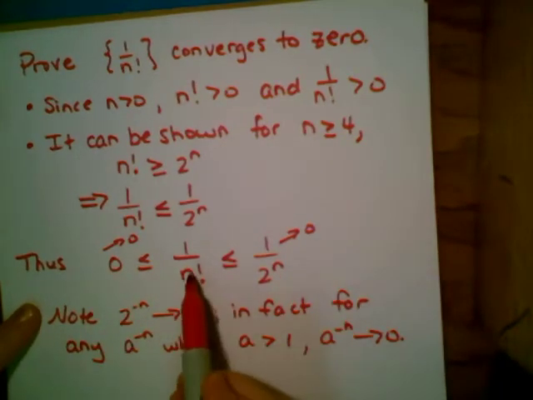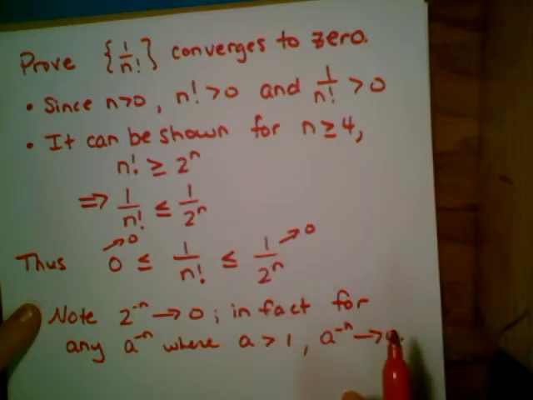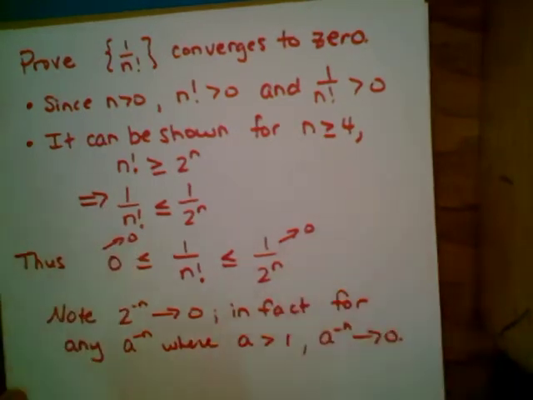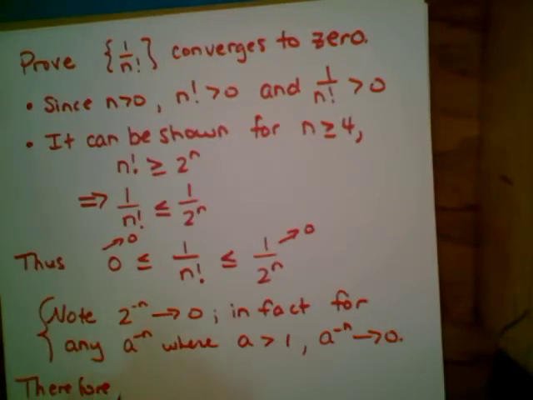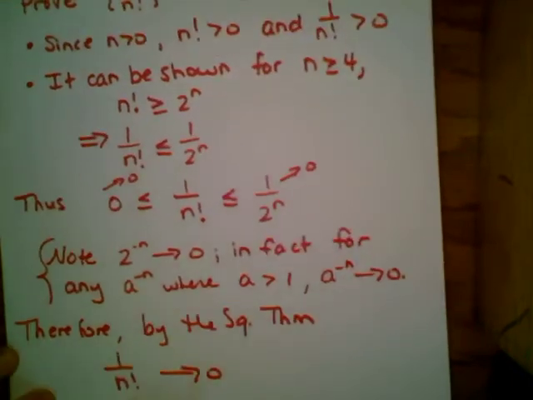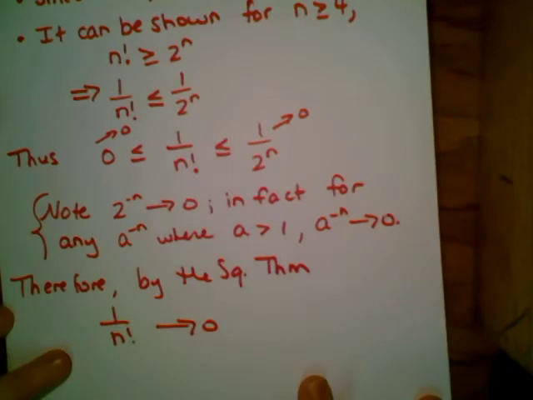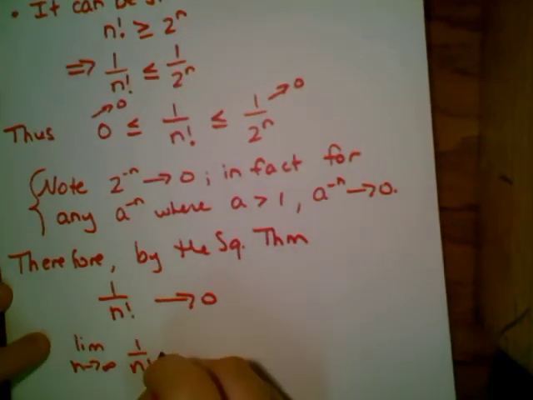Okay. So we have our sequence bounded. Both of the bookend sequences go to 0, and therefore, by the squeeze theorem, our sequence goes to 0. And so more formally, the limit as n goes to infinity of 1 over n factorial equals 0.